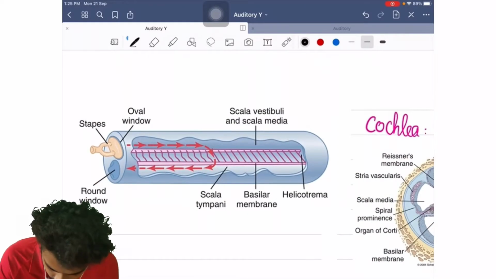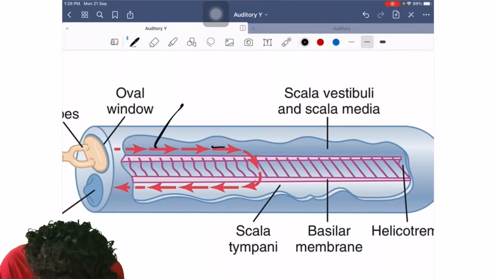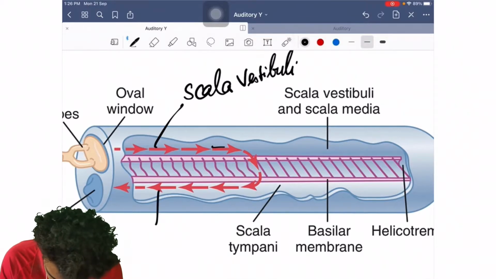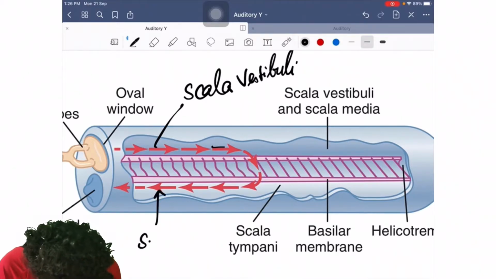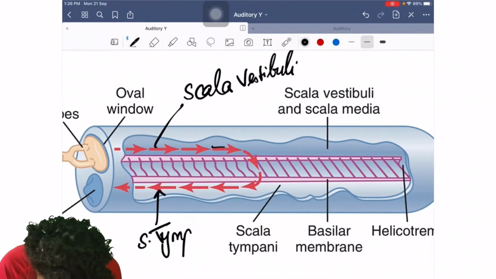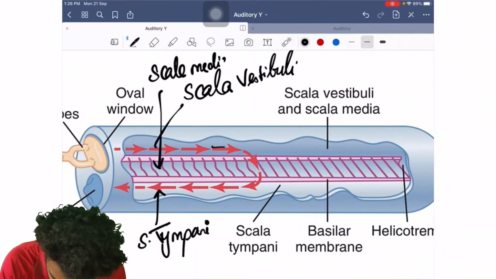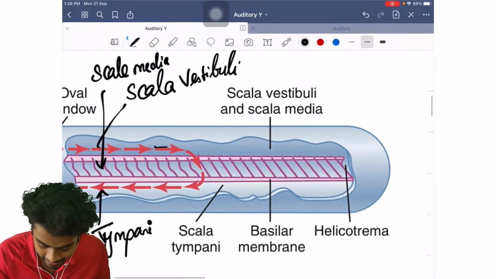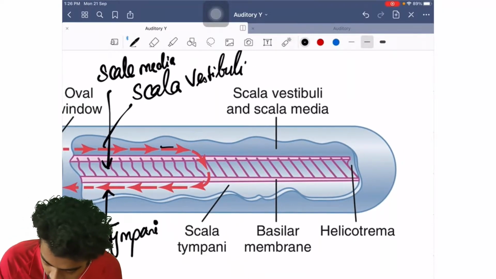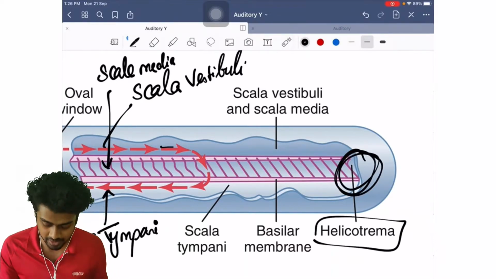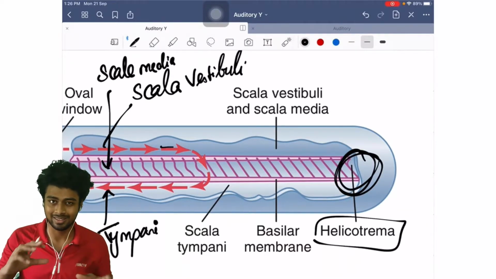See, this is nothing but the scala vestibuli, and this is the scala tympani, this is the scala media, and the scala vestibuli and scala tympani are continuous with each other, and this is called the helicotrema, this part. Okay, now we have a better orientation about the cochlea and the arrangement, right?